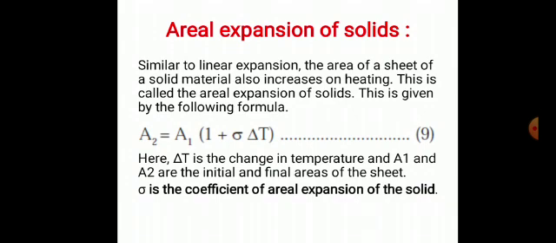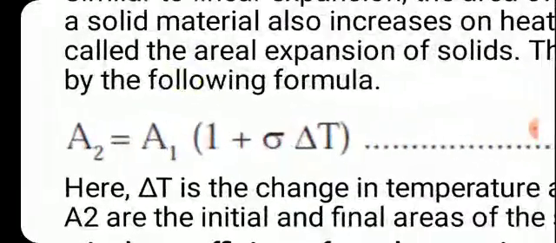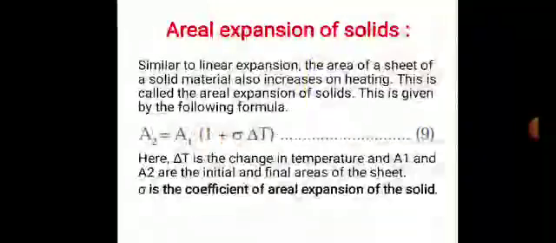So the final area of the sheet can be calculated by using this formula: A1 multiplied by the terms which are written in bracket, 1 plus sigma delta T, bracket completed. So this is the formula in order to calculate the final area of the sheet.